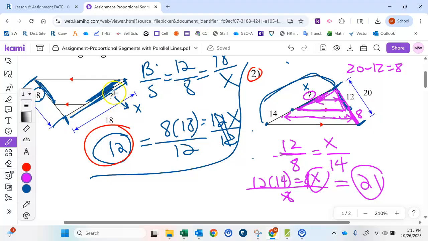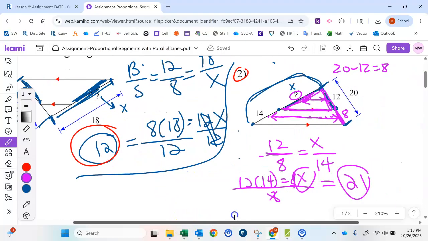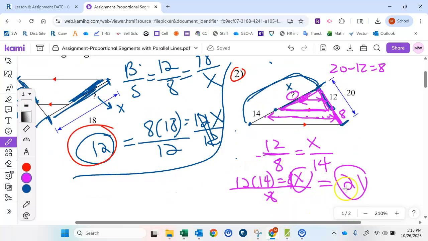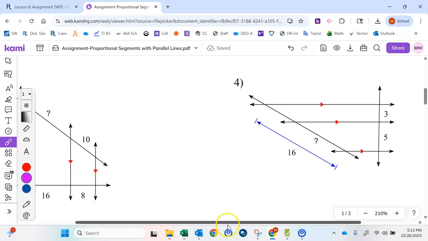You can either do the whole, this side, the 8 corresponding to the whole side, the whole long triangle, is equal to this side, or this side corresponding to the whole side. So it's kind of like part whole when you think about it. Or you can do part to part is equal to part to part, okay? Which we're going to see again on the next type of question.